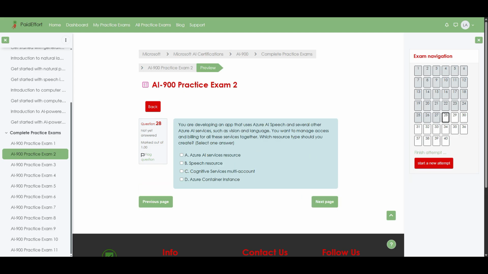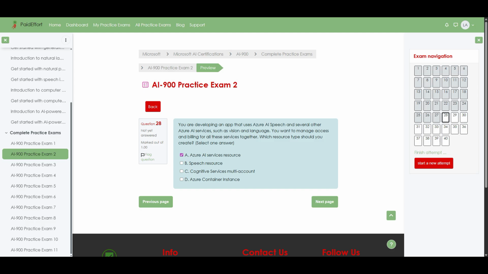You are developing an app that uses Azure AI Speech and several other Azure AI services, such as Vision and Language. You want to manage access and billing for all these services together. Which resource type should you create? Select one answer. A. Azure AI Services Resource. B. Speech Resource. C. Cognitive Services Multi-Account. D. Azure Container Instance. The correct answer is A. Azure AI Services Resource. Let's go through the explanation now.